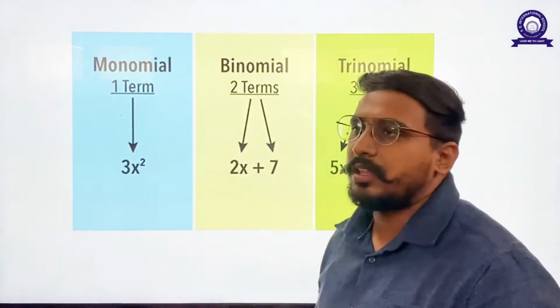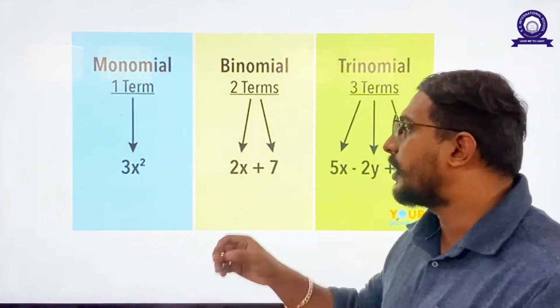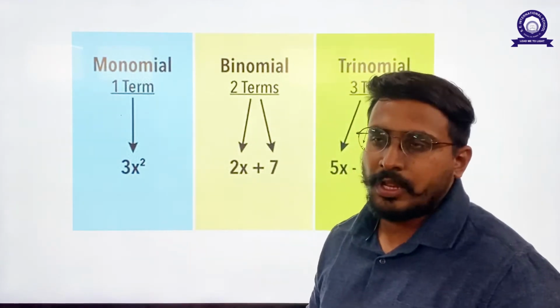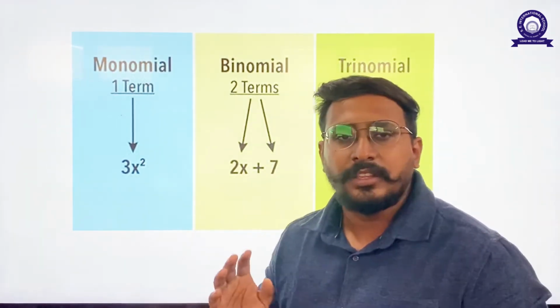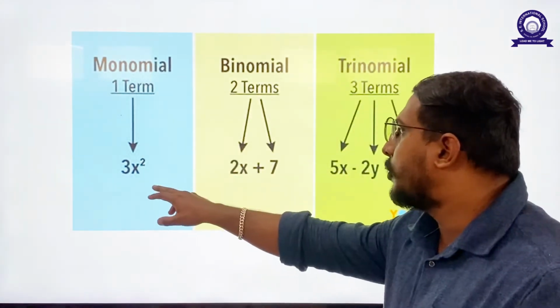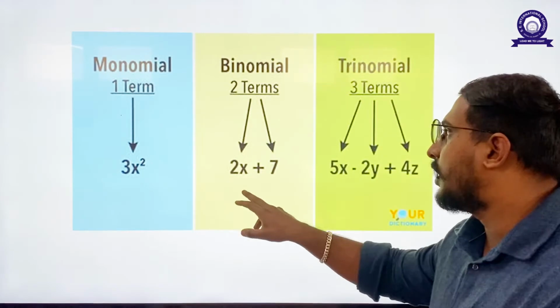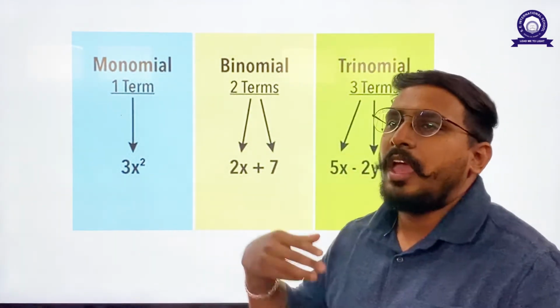In trinomial there are three terms used, in binomial there are two terms used, and in monomial there is only one term used. And we are talking finally about the polynomial. In a polynomial there are more than three terms used. As we can see, in a monomial there is only one term, in binomial there are two terms, in trinomial there are three terms, and in a polynomial you can use n number of terms.